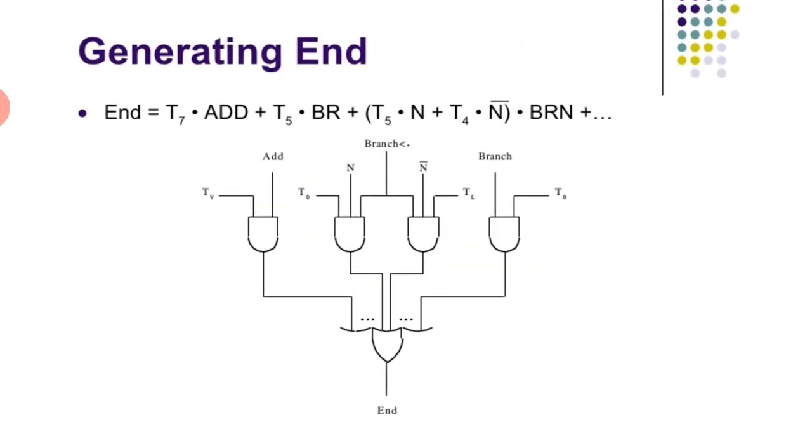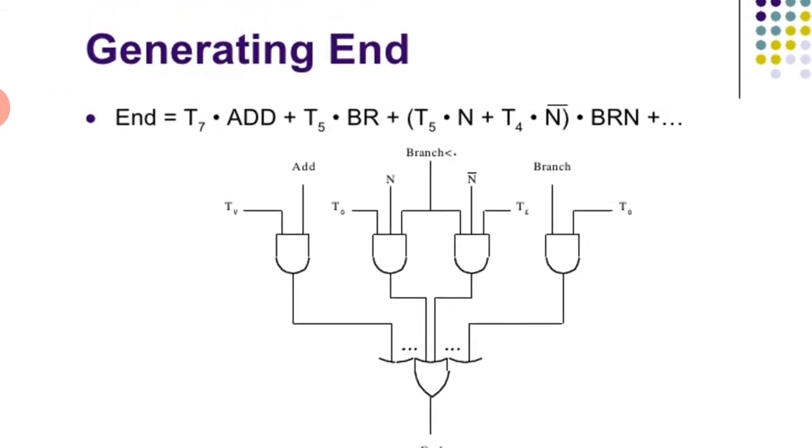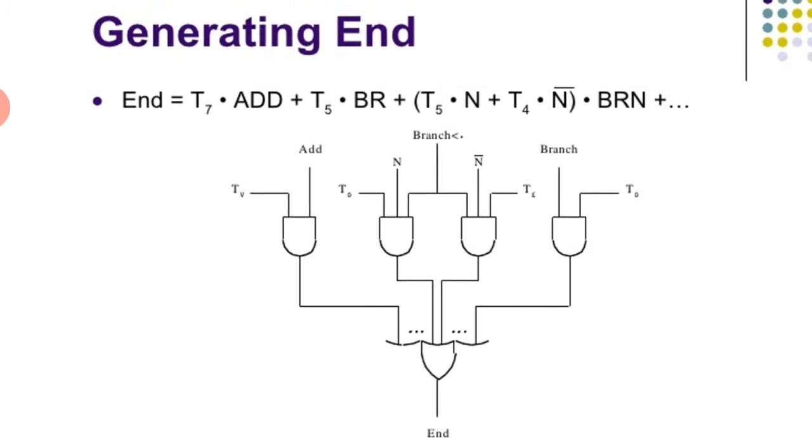the encoder contains this internal circuit. This is the generation of the end control signal. This circuit is also present inside the encoder. So for each and every control signal, we have this type of combinational circuit, and all these combinational circuits are present inside the encoder.